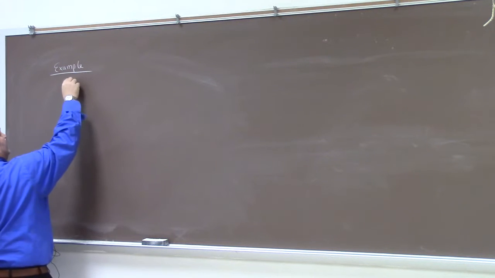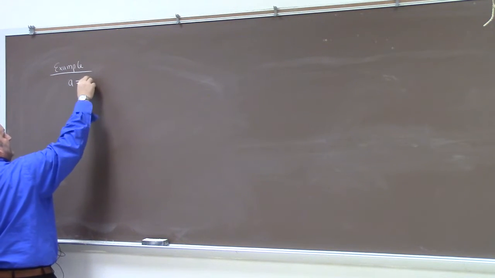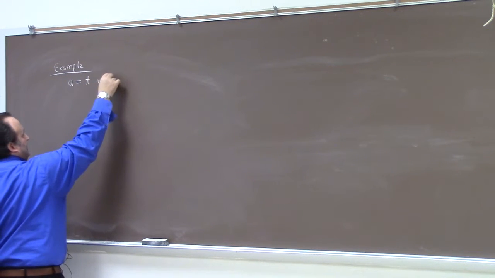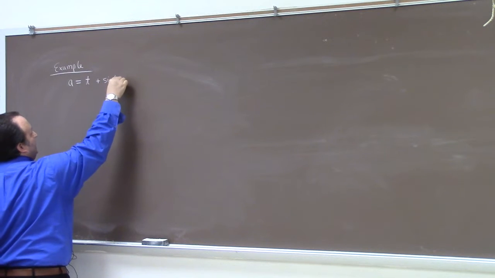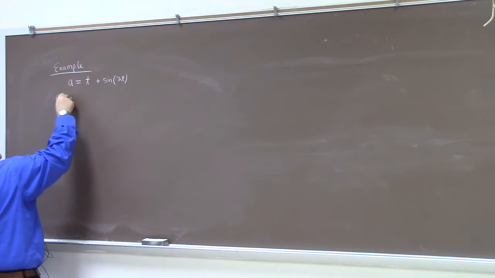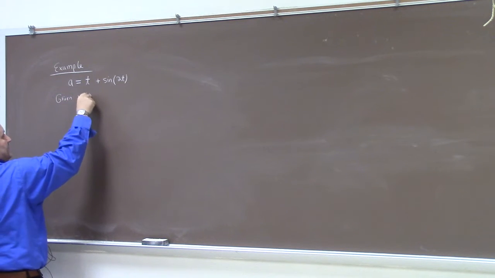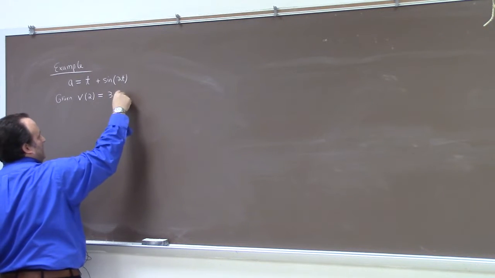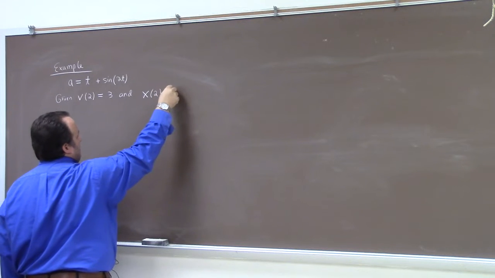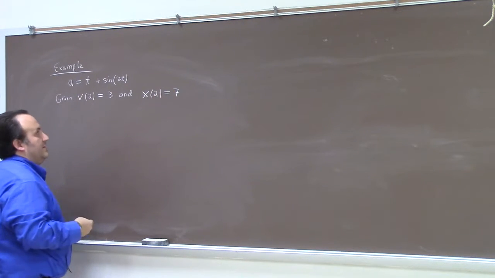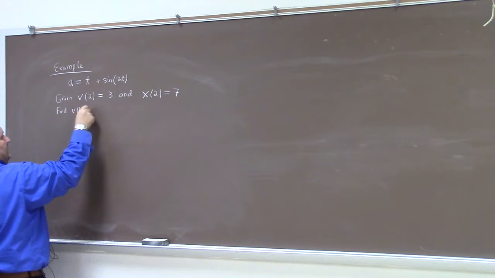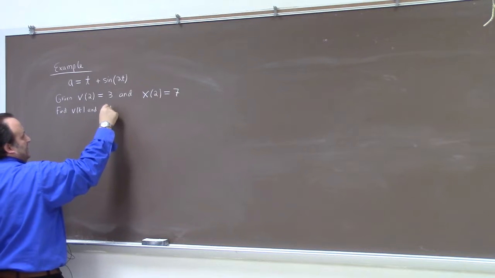So suppose you're given that the acceleration is, I don't know, t plus the sine of 2t. Exciting. And you're given that the velocity at time 2 is 3, and the position at time 2 is 7. Then the question is, find v as a function of time and x as a function of time.